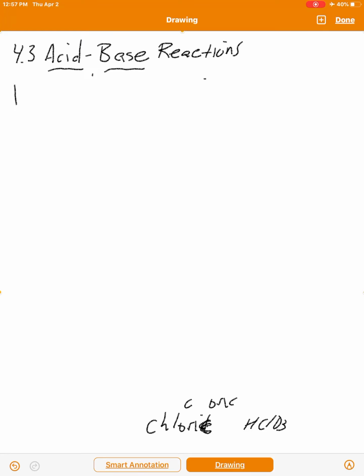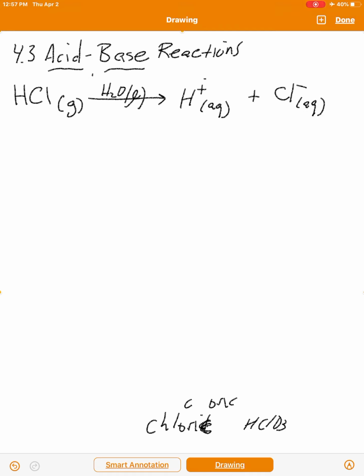So if we take HCl, it turns out HCl is a pure substance, a gas, actually, hydrogen chloride. You can buy it in a gas tank, a gas cylinder. If you dissolve it into water, this is the way we'll represent that process. It essentially behaves like a soluble ionic compound. It forms 2 separate ions that are dissolved in water. So it forms the hydrogen ion and the chloride ion.